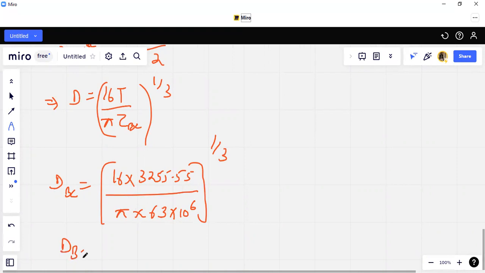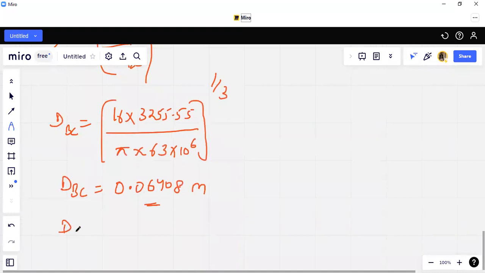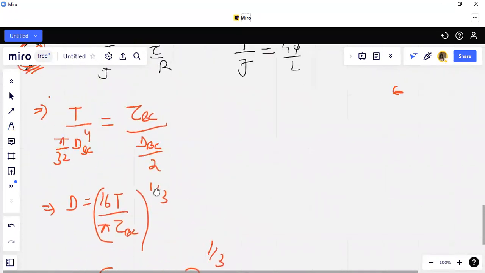The dBC value from this equation comes out 0.06408 meter. This is the dBC value. Or we can write this data in mm also, 64.08 mm. This is the one value of the BC diameter for shaft BC.